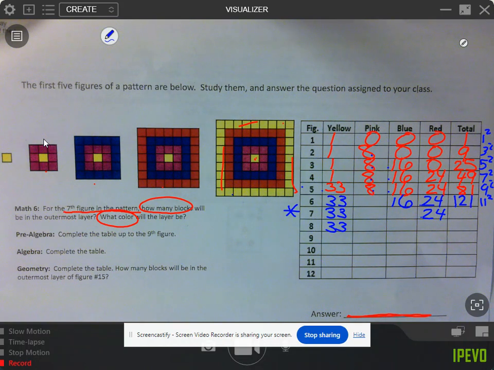21. You were close. What could I fill in next? Because I want to go all the way to my 7th figure. 13 squared. What is 13 squared? 169.